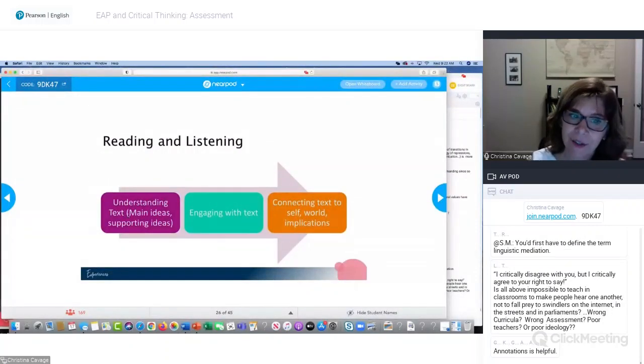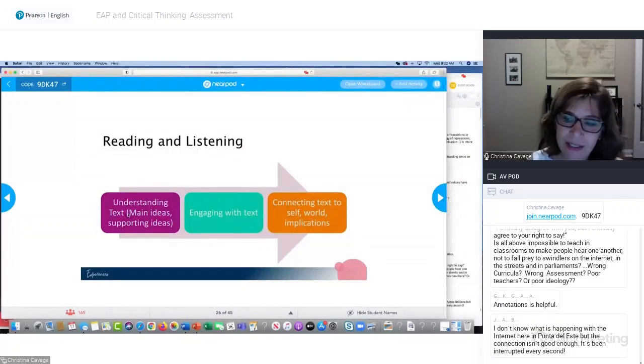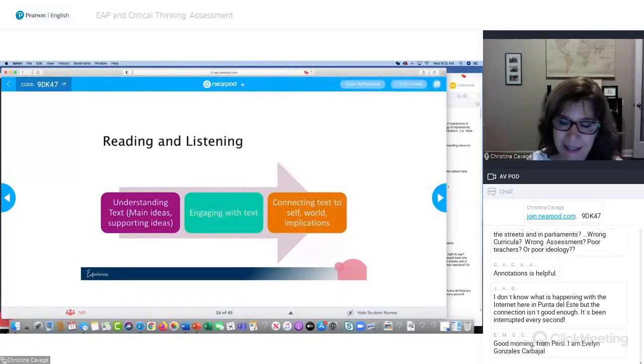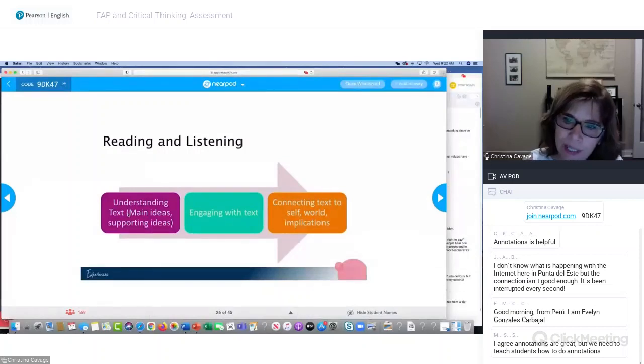So obviously understanding main ideas and supporting ideas, if we're assessing, we're really assessing language, right? We're really assessing, do they understand the structure? Do they understand the vocabulary to be able to get the main ideas? But when we get to that orange box, what we're assessing there is critical thinking. Are they able to make a connection to the text? Can they make an implication based on the information in the text?